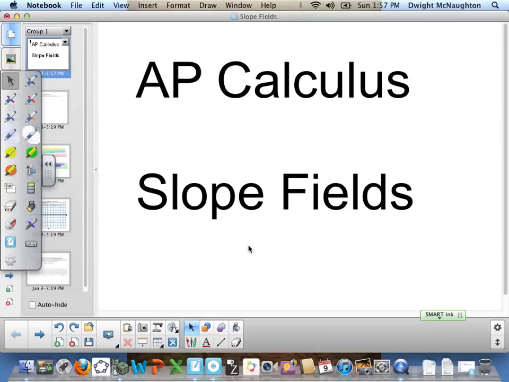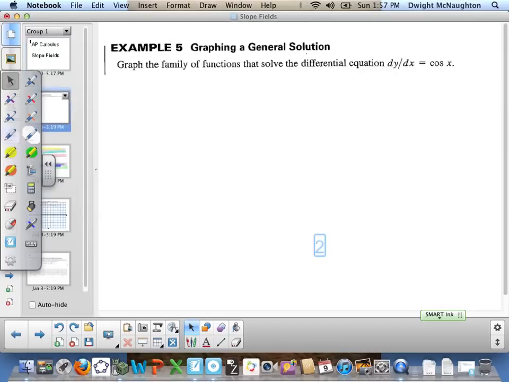Slope fields. We have finished looking at the basic derivatives. We're moving on to the next big idea in calculus. Basically, we're going to say what happens when you're given the derivative and you need to find the function to start with. So for example, graph the family of functions where the derivative dy/dx equals cosine x.